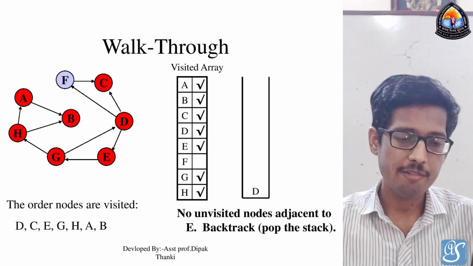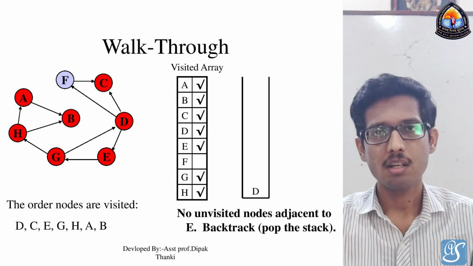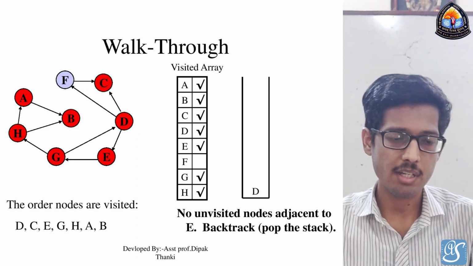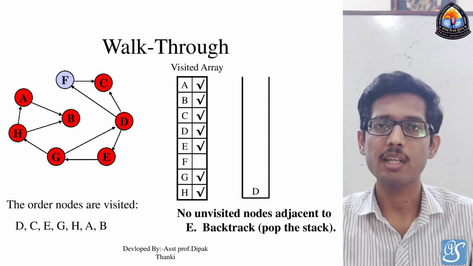And last, no unvisited nodes adjacent to E. So backtracking, again delete the element, pop the stack. You can see the order in which nodes are visited stays as it is, but the changes must be done in the stack.